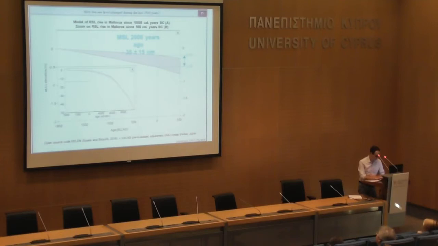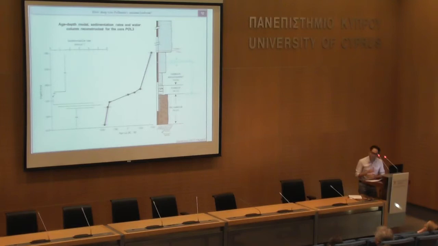So I realized an age model on the core Pol 3 that shows apparent sedimentation rates, and I have been able to distinguish the three main harbour units defined by Marriner and Morhange in 2006. So at the base of the core, we can note the pre-harbour facies. It corresponds to the open lagoon phase with high sedimentation rate.